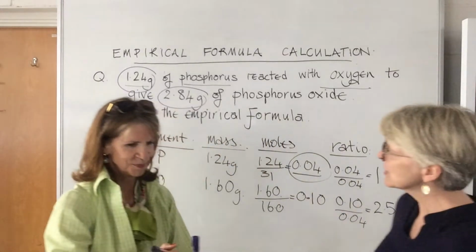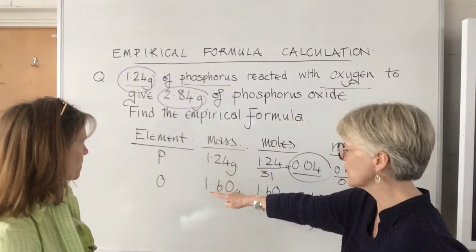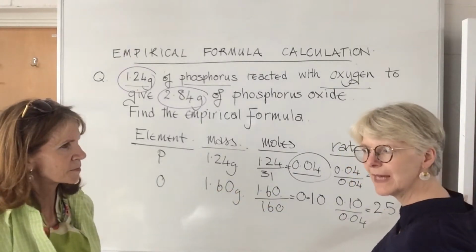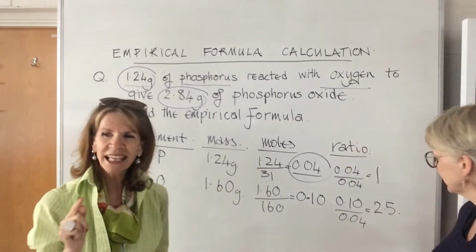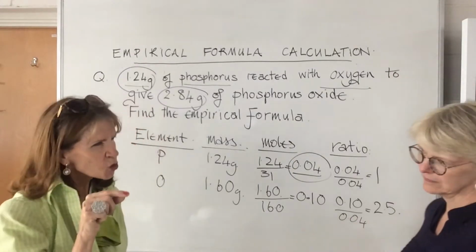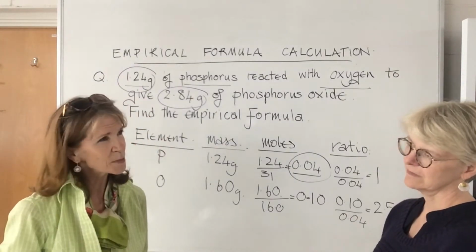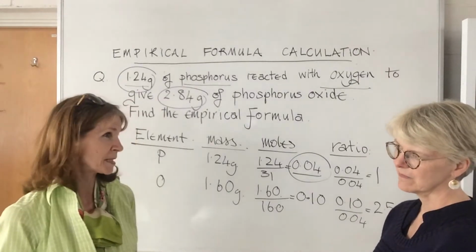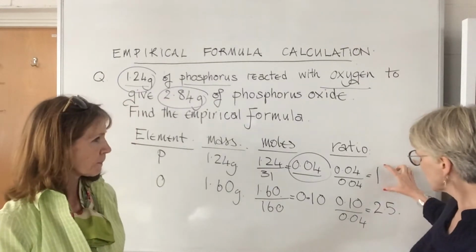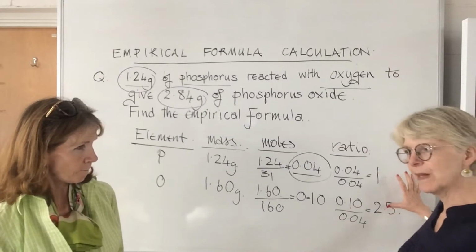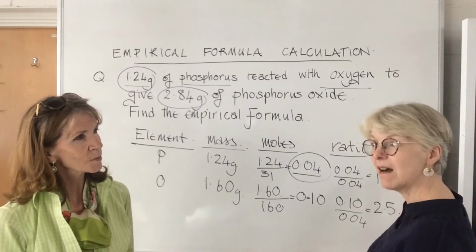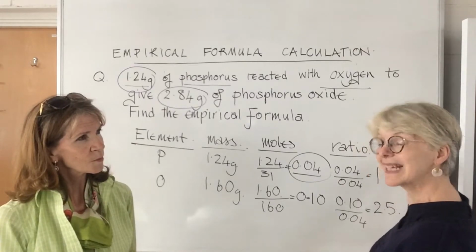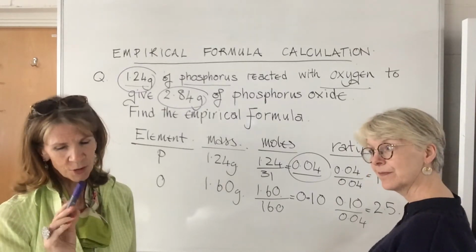So the ratio of our elements is 1 to 2.5. Now I can see a problem here. Can we go straight to the formula from that? No, we can't, because then that means you would have 2.5 oxygen atoms, and in formulas you always show whole numbers. So if your answers come out as a whole number, there's no problem. But if your answer comes out as a half number, you've got to do something to make it a whole number, but keep the ratio the same. Correct. So what would you do?